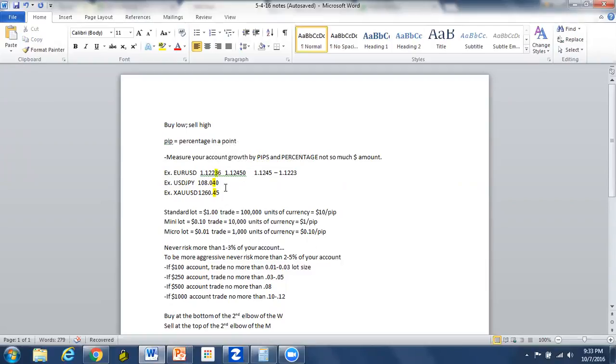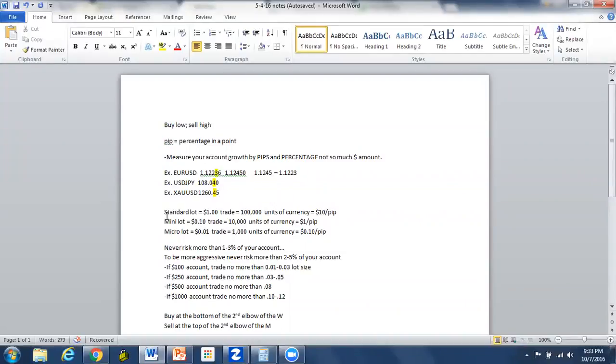If I'm trading a Japanese yen pair, any pair that has JPY in it, the pip is the second digit after the decimal. Okay, this right here, it will be the 4 in this case. And if you're trading gold, XAU USD, the pip is the first digit after the decimal. So you just need to understand that. Let me move on, and I'm gonna come back to this in a second.